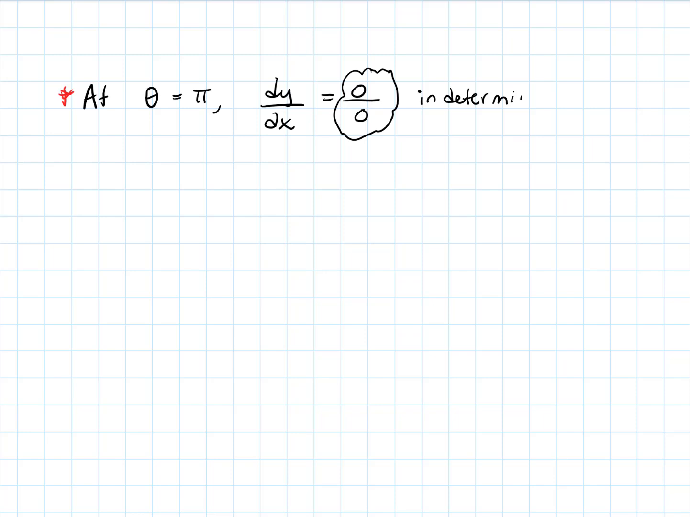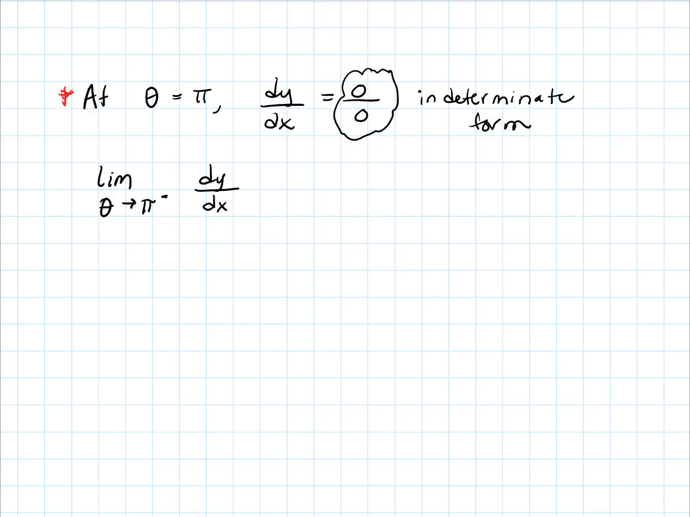So this is an indeterminate form, and we're going to have to actually use a limit. We'll have to look at it from both sides because it might be different on either side, but the limit as we approach pi from the left of dy dx. So we're letting theta approach pi, coming from, say, pi over 2 and moving forward towards pi.